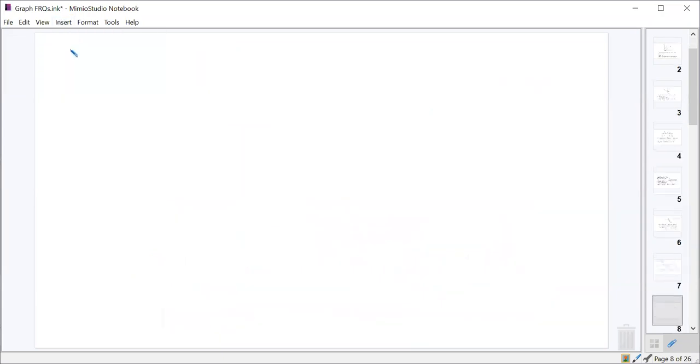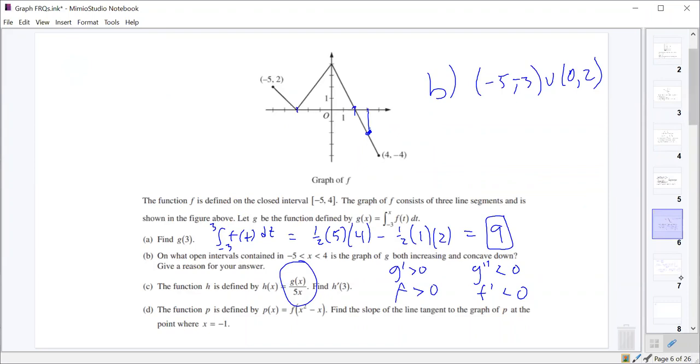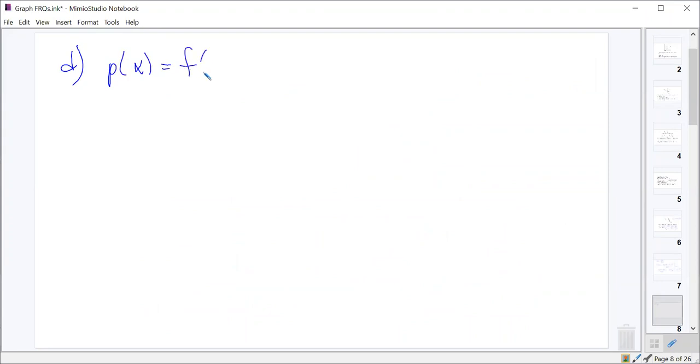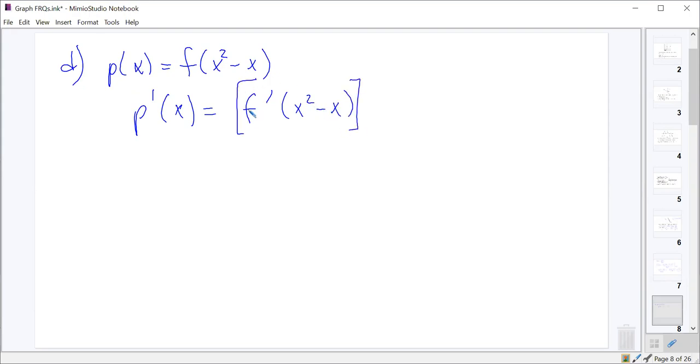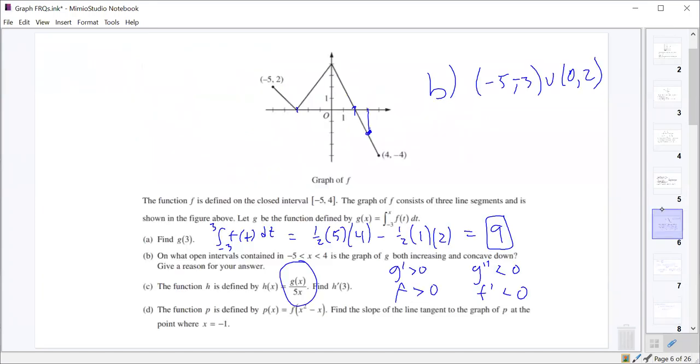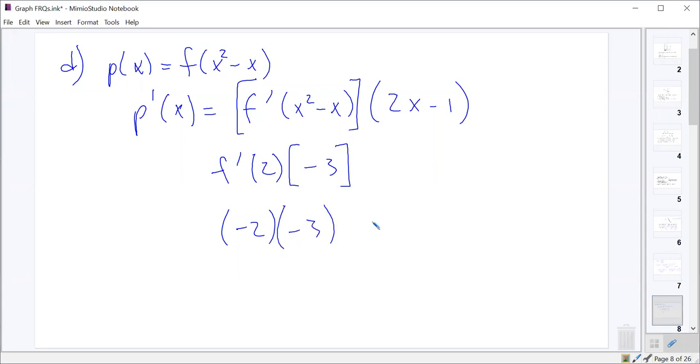Okay, cool. Part D. Another new function, p of x equals f of x squared minus x. We want to find p prime at -1, the slope of the tangent line at -1. First we'll find p prime of x using the chain rule. That should be f prime of x squared minus x times the derivative of x squared minus x, which is 2x minus 1. Everybody good there? Plug in -1, gives you f prime of 2 times -3. F prime of 2 was the slope of this at 2, which is -2. We already figured that out earlier. -2 times -3 is 6.